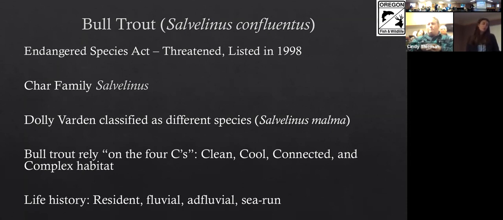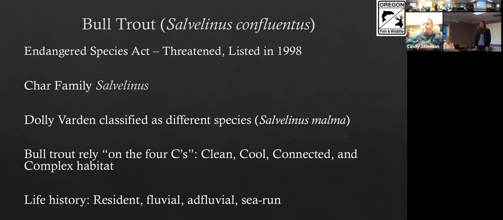On the subject of cool and clean, that's obviously referencing water temperature. Generally, the temperature requirements for bull trout are between 12 and 15 degrees Celsius, which is generally mid-50s to high 40s degrees Fahrenheit. Additionally, juveniles have even stricter temperature requirements, and they often require water temperatures between 4 and 7 degrees Celsius, which is high 40s to low 50s degrees Fahrenheit.